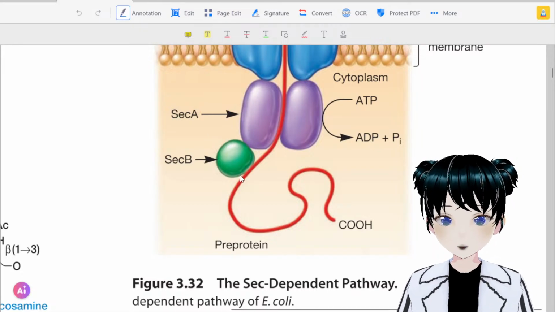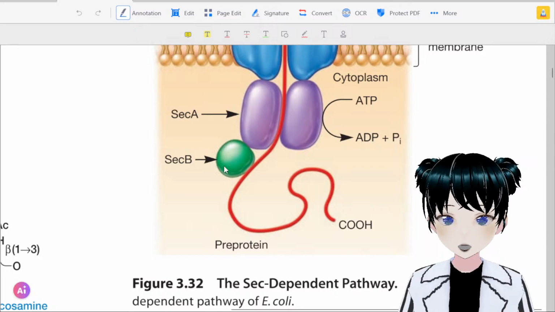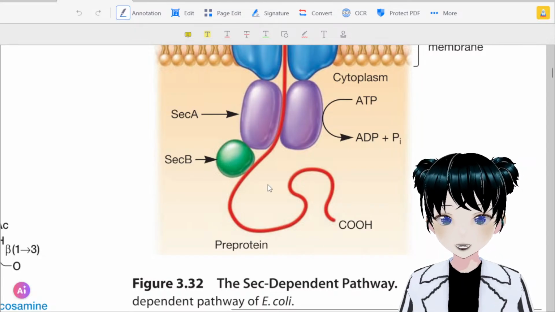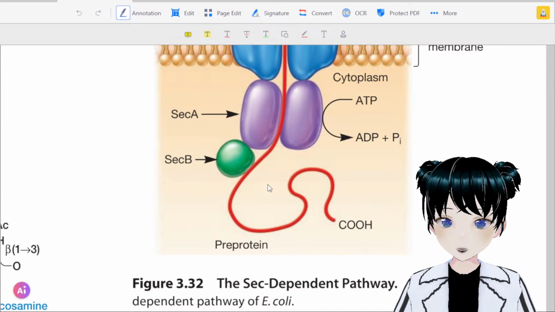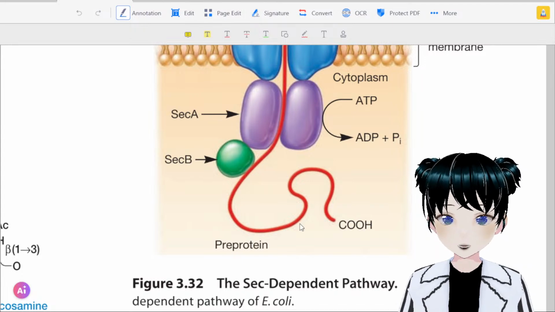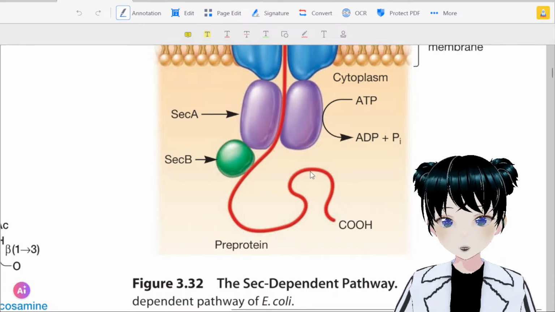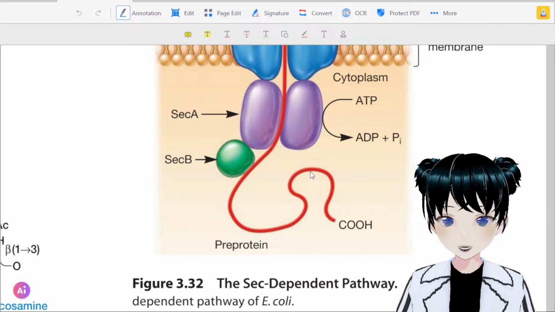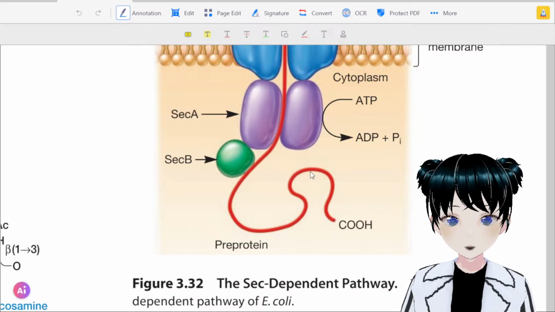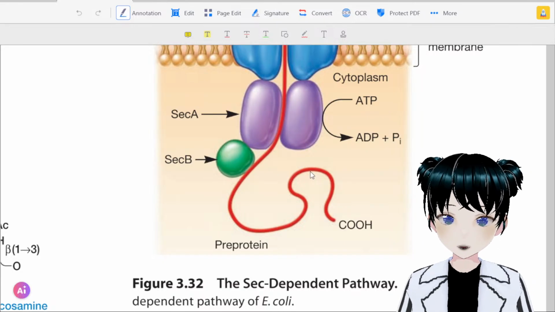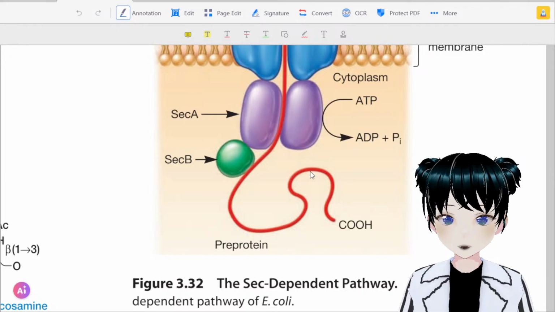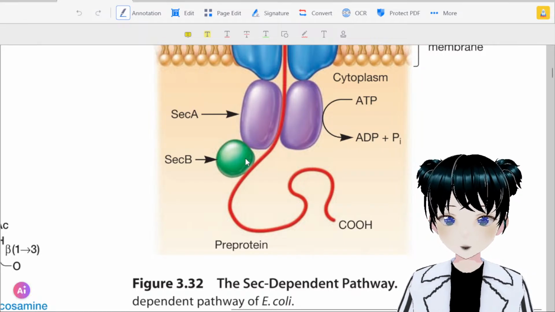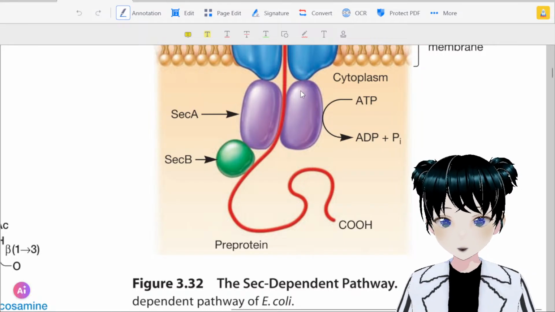By the way, Sec-B is a chaperone protein. It is a protein that keeps the pre-protein shape as it is. It doesn't let it fold, it doesn't let it mature, because we don't want it to be folded or attacked by enzymes and so on. We want to preserve it so it can go and adapt to its environment outside, wherever it wants to go. So till now we understand that, right?